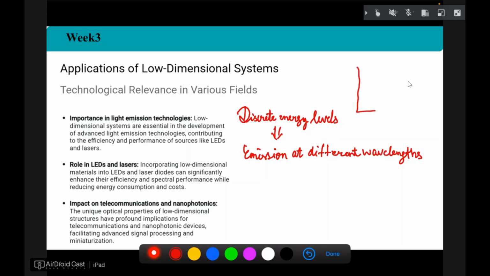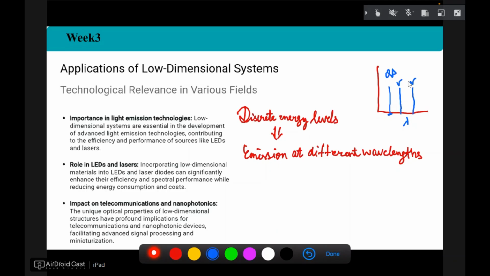So you can see that for lambda, for quantum dots, there will be sharpness. So for this wavelength, for this wavelength, for this wavelength, we can have emission at different wavelengths. And if we are using these materials in LEDs or laser diodes, then it can significantly enhance their efficiency and spectral performance, while at the same time reducing the energy consumption and the cost also.